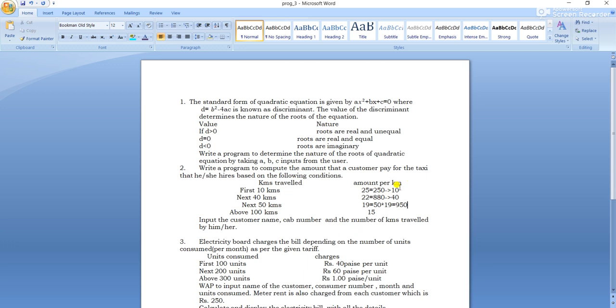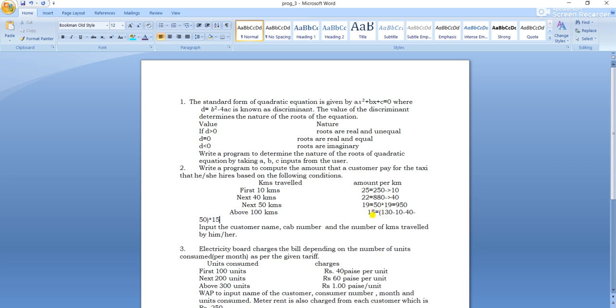So altogether 100 kilometers it became. But I traveled 130 kilometers. So to calculate the remaining number of kilometers, the total is 130, just an example I am telling. From this 130 you need to subtract 10, you need to subtract 40 and you need to subtract 50. Then only the remaining kilometers you will get. That remaining kilometers you should multiply with this 15. Then only you will get the remaining amount. Then add all, that is the total fare to pay.